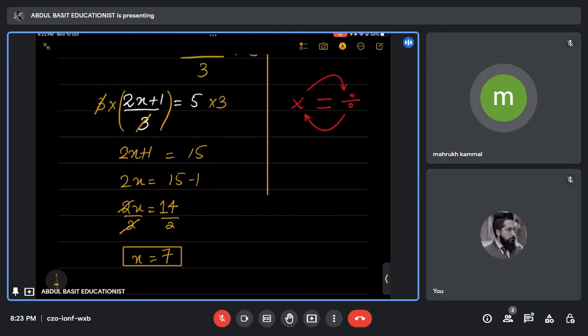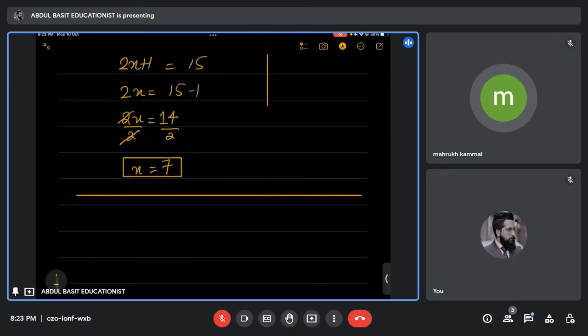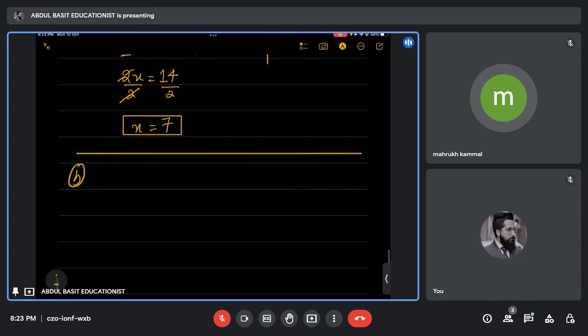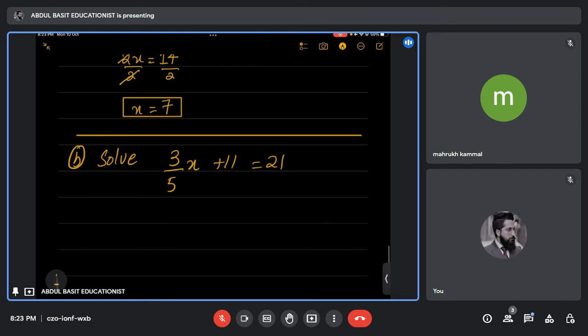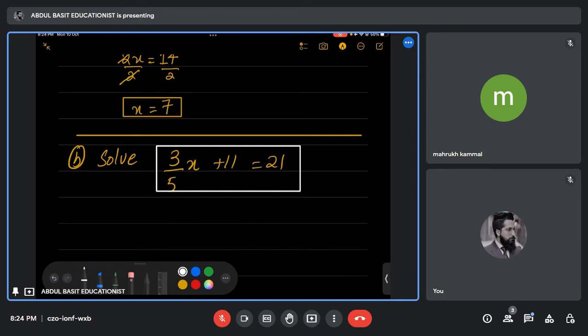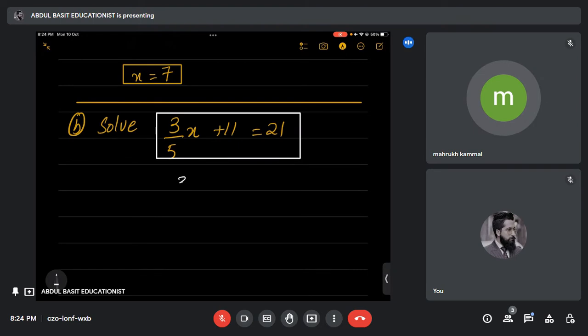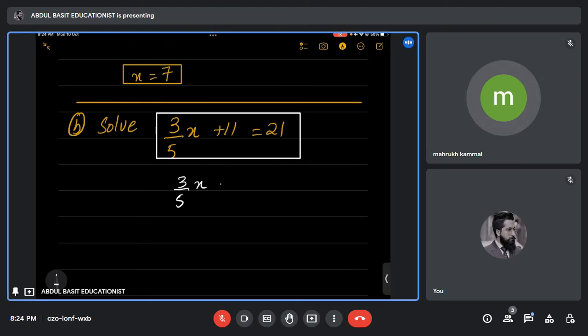Okay, proceeding with another case, where you can get a question, part B, again it will be written in the paper as well: solve, and the question will be something like this, 3/5x plus 11 is equals to 21. Now Maruf, look at the question very carefully. Okay, this is something different case. You can see that 3/5x plus 11 is equals to 21. Now in this case 11 is alone. Can you see that? So it means that we can take that 11 to the right hand side. So 21 minus 11. Agree or not?